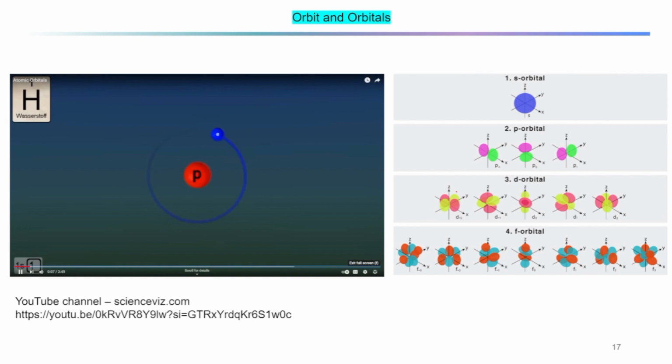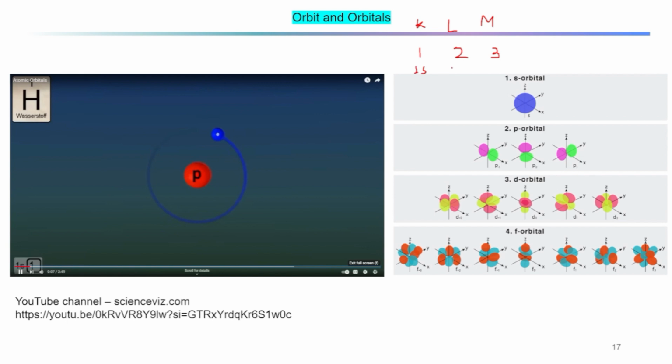As we discussed, orbitals are the 3D space occupied by electrons where the electron density is maximum. Inside one orbit there can be different orbitals. For example, orbit numbers 1, 2 and 3, which are also known as K, L and M. In orbit 1 we have only one orbital, 1s.